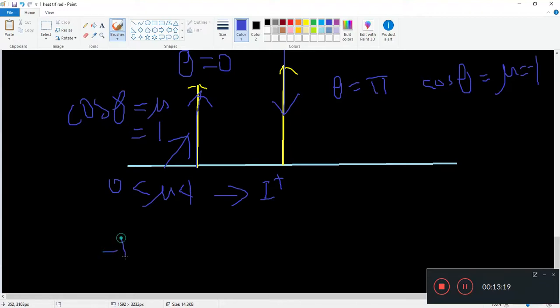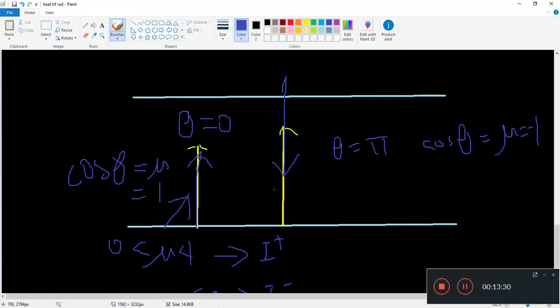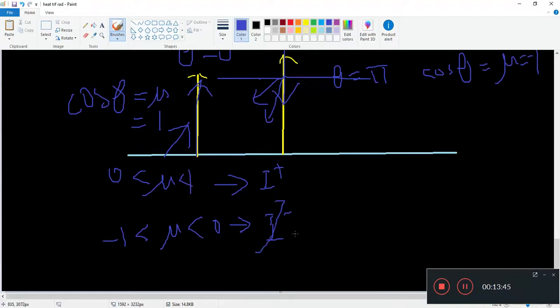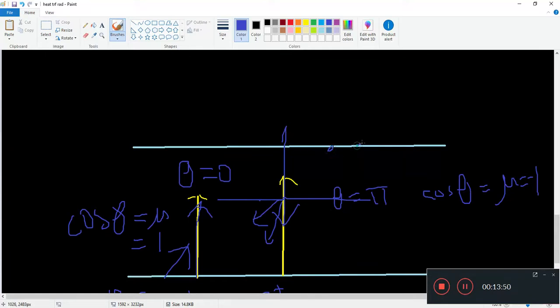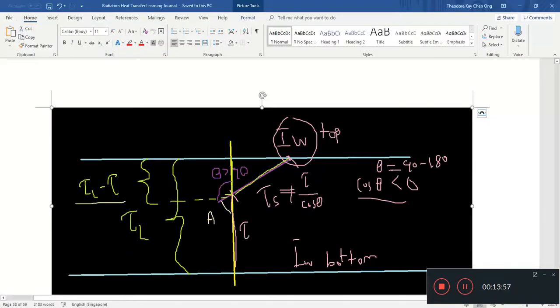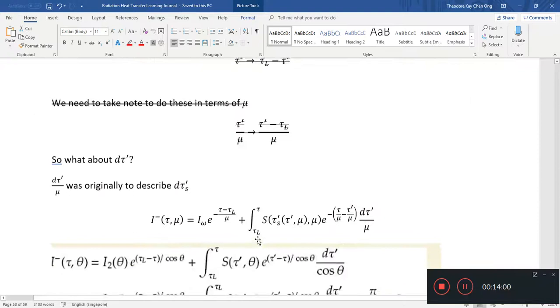For mu between minus 1 and 0, we look at I minus, because this is 90 degrees. So from theta 90 to 180, mu equals 0 to mu equals minus 1, we look at the intensity coming from the top. The intensity coming from the top is obviously from the top plate. That's what I meant. So intensity coming from the top is what we are looking at.